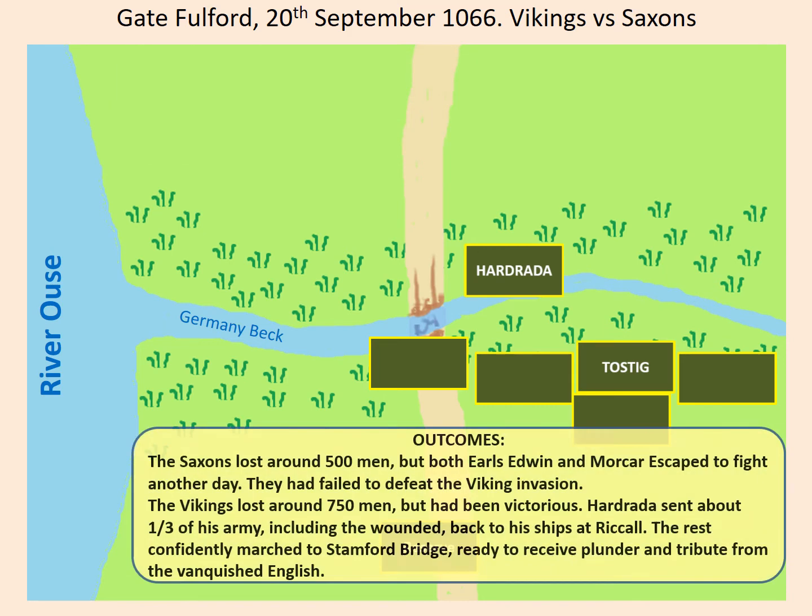What are the conclusions? Well, the outcome of the battle is that the Saxons lost about 500 men, but both Earls Edwin and Morcar escaped to fight another day, and they will appear again in our studies. However, they had failed to defeat the Viking invasion. The Vikings lost around 750 men, but they had been victorious.